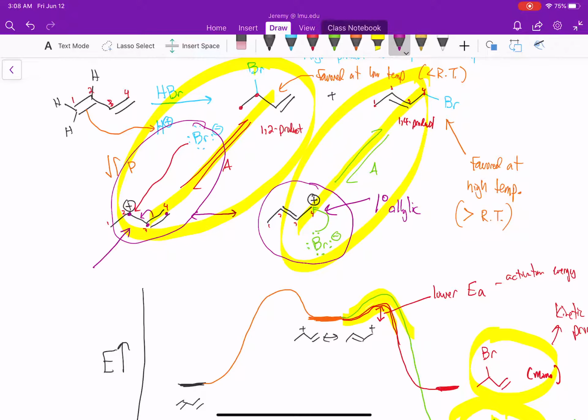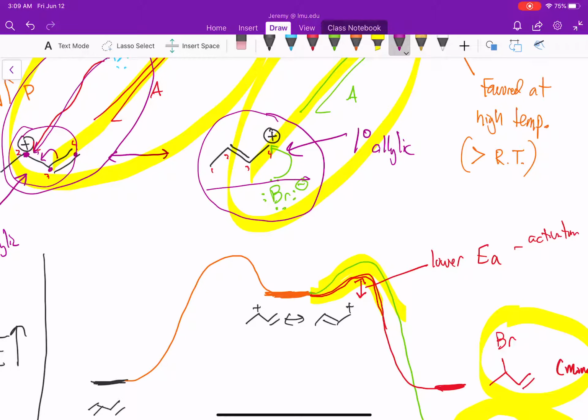But our intermediate, the resonance structure on the left, what type of carbocation is that? That is a secondary allylic. So when the bromine attacks here, it's now showing that this is secondary, which is more stable than primary, which means our transition state in the red pathway is lower than the transition state in our green pathway, okay?